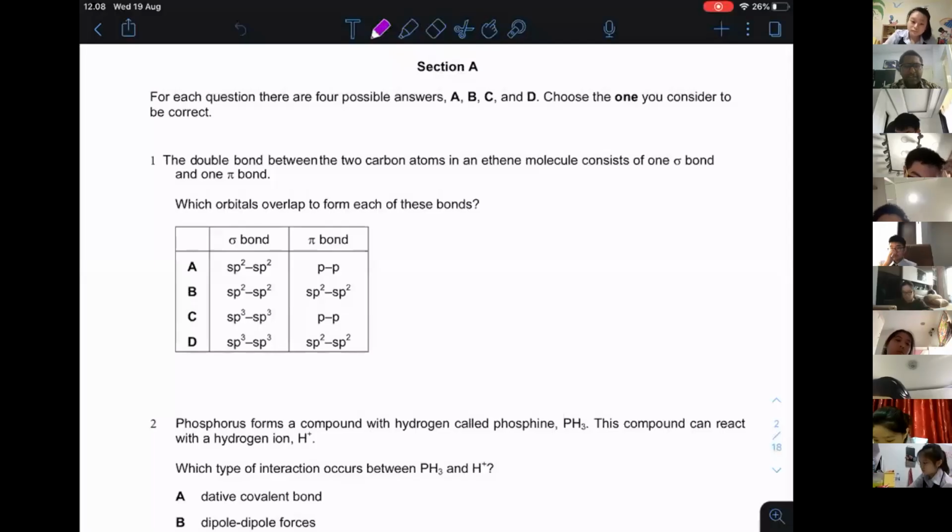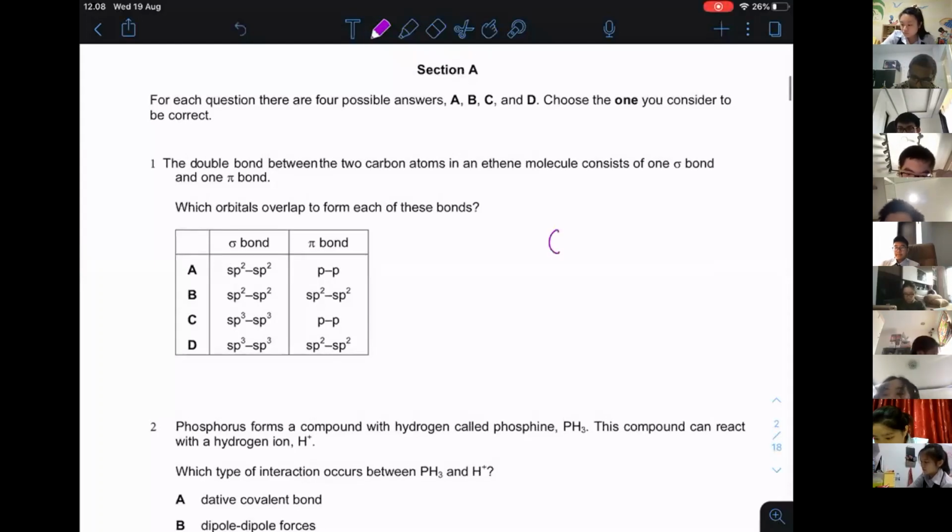So here, the double bond between two carbon atoms in ethene consists of one pi bond and one sigma bond. So which orbital overlap forms this bond? So this is the molecule of ethene.